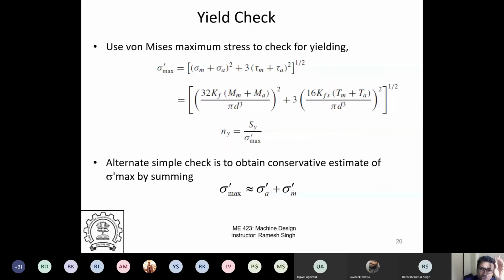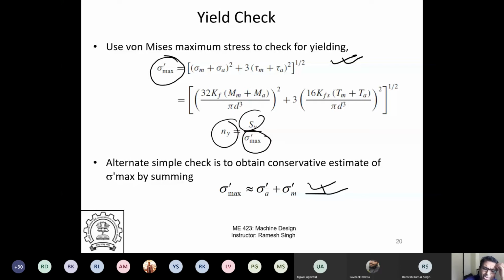For the first cycle yielding which I talked about, the way to do it is to get sigma max. You can take sigma_m plus sigma_a whole square, plus tau_m plus tau_a whole square, find the maximum sigma dash max, and then check the yield against sigma dash max. So that's one way to do it. The alternate way is very simple: just check that sigma_a dash plus sigma_m dash is within the yield strength. That's another simple way to check it. Both ways are fine.